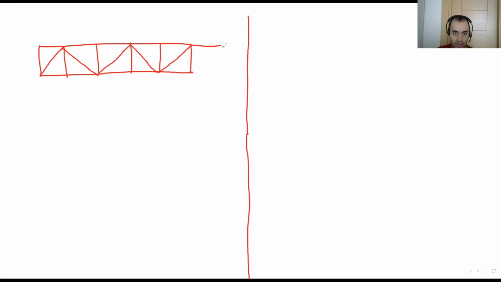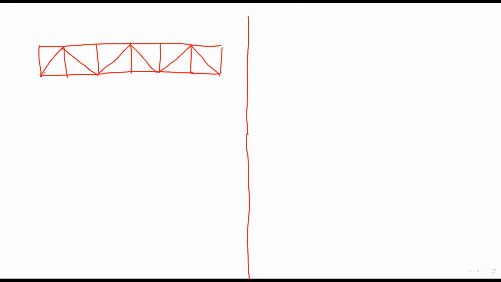Let me draw a symmetric system. Let's say this is a kind of roof. You have to know this again as an architect. This is my truss system. All the members are straight. You can see these points are hinge points.